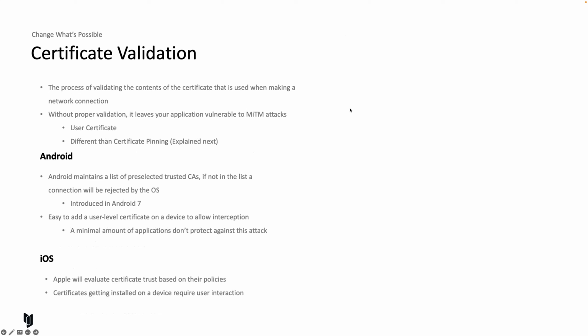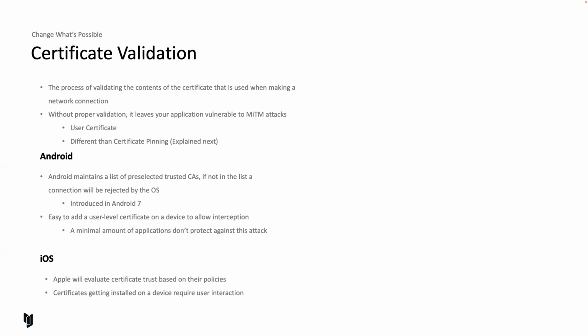So now we're going to talk about those more in depth, just so people can get an understanding. I think these terms get tossed around a lot in the mobile community, and maybe not everybody fully understands what is being protected and what the risks are associated with that, because there are some. So certificate validation is really the process of validating the contents of the certificate that is used when making a network connection. Without proper validation, it obviously leaves your application vulnerable to man-in-the-middle attacks.